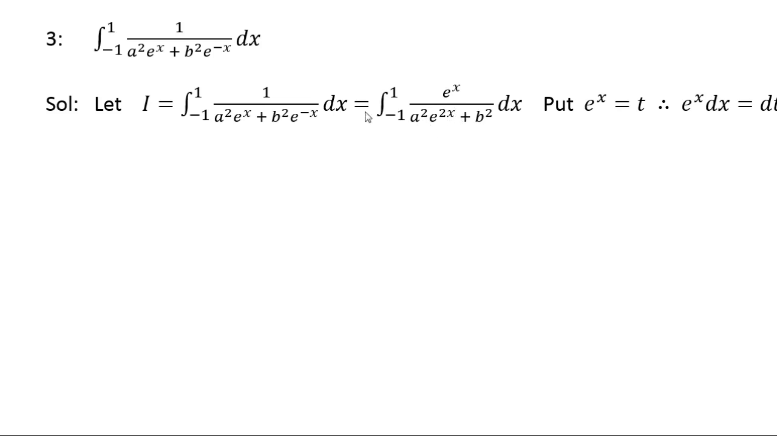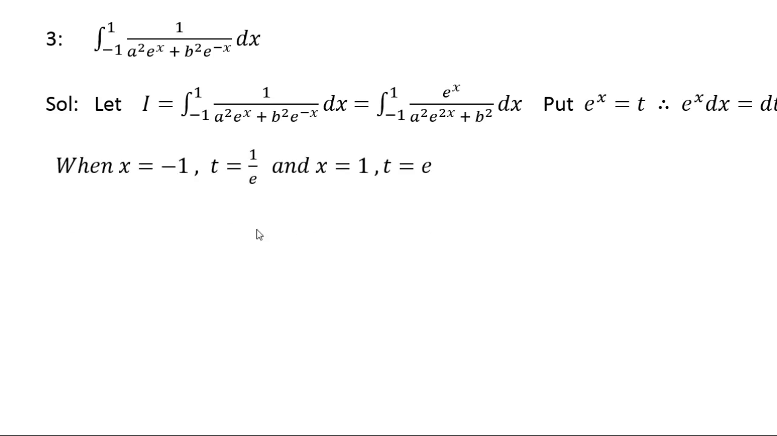आता याच्यामध्ये सबस्टिट्यूशन करायचं आहे. We substitute e raised to x is equal to t. Differentiate this. Its derivative is e raised to x dx is equal to dt. So this e raised to x dx will become dt. This is a square e raised to x square, e raised to x चा स्क्वेअर आहे म्हणजे हा t square होईल आणि हा b square होईल.